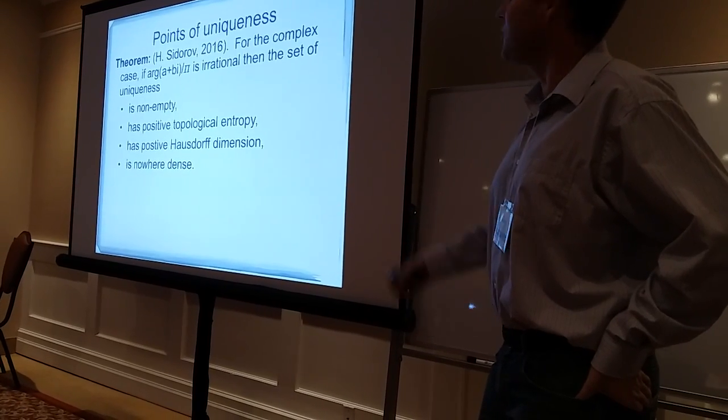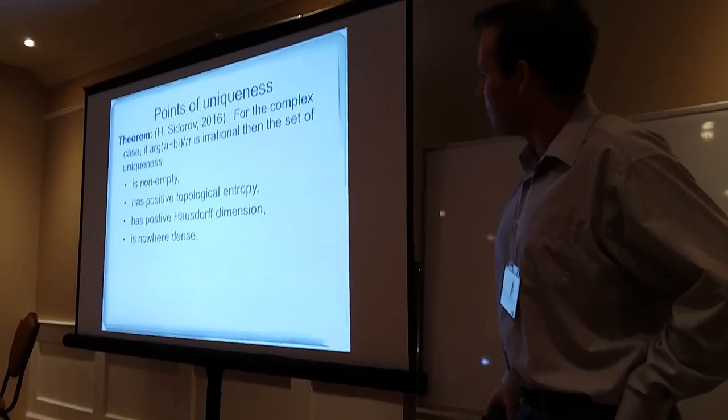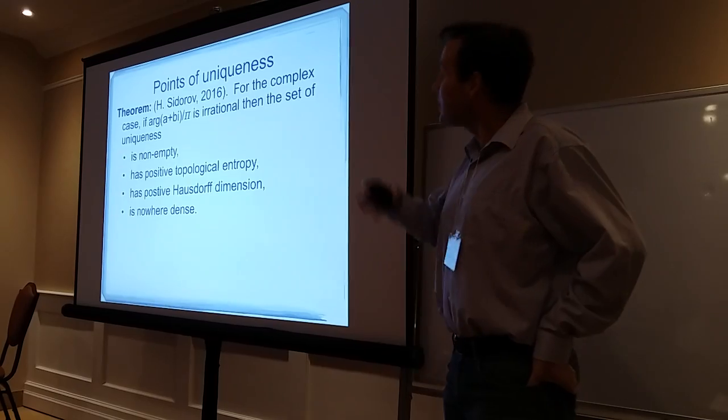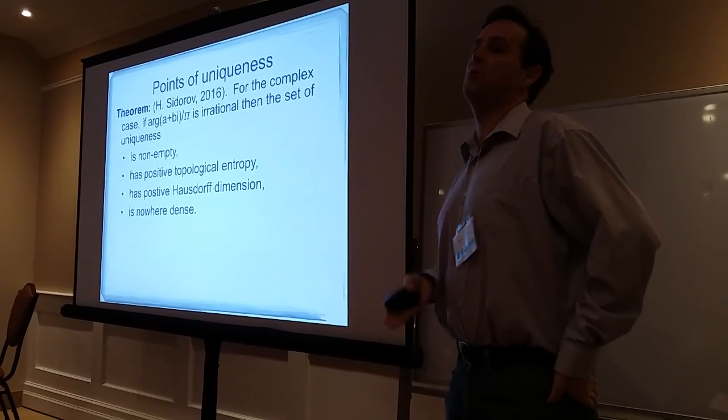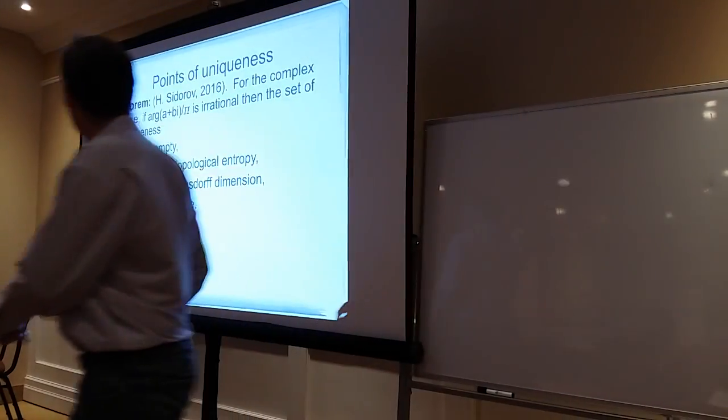The set is going to be non-empty in both cases. The next parts, positive topological entropy and positive Hausdorff dimension, are going to happen if it's irrational. If it's rational, there are cases where it can happen and cases where it can't, but it's a much more complicated idea.